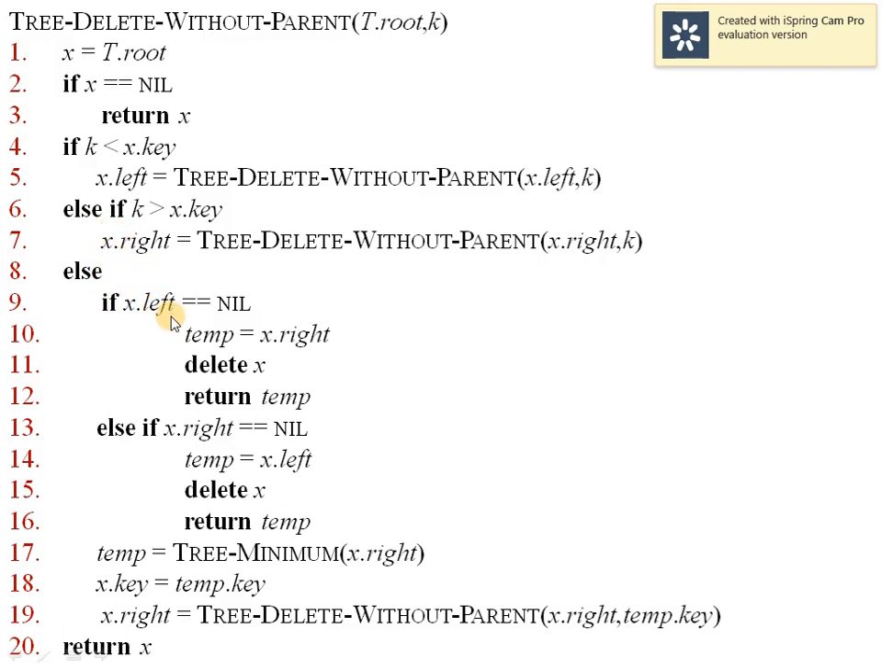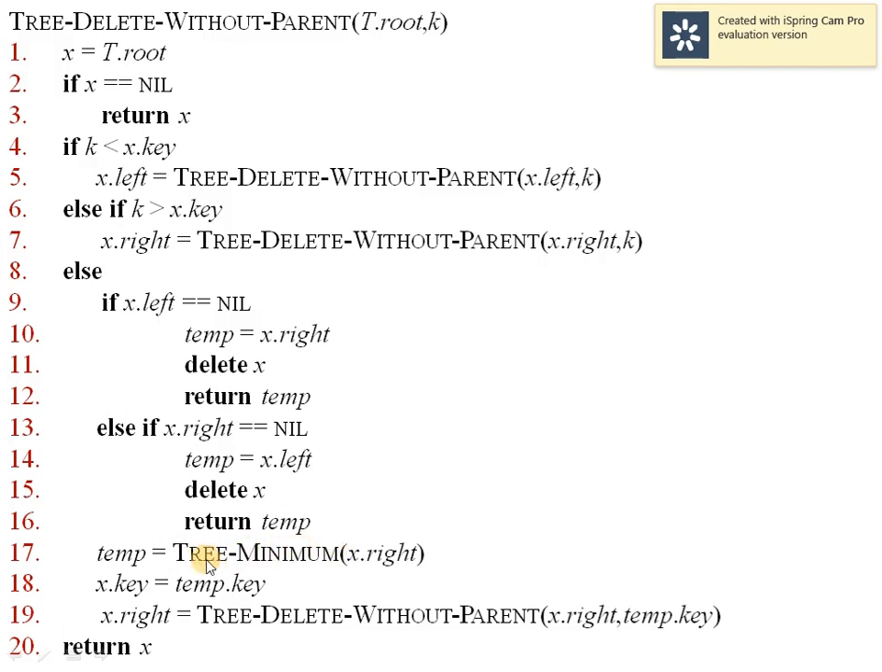Once we have reached the node, we simply look at the three cases. Here we check if left is null. If left is null, then we return the right child of x. Similarly, if right is null, we return the left child. And if right is not equal to null and left is not equal to null, that means it is the case of deleting a node with two children.